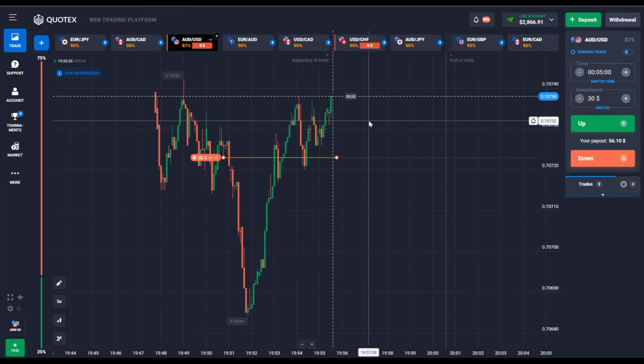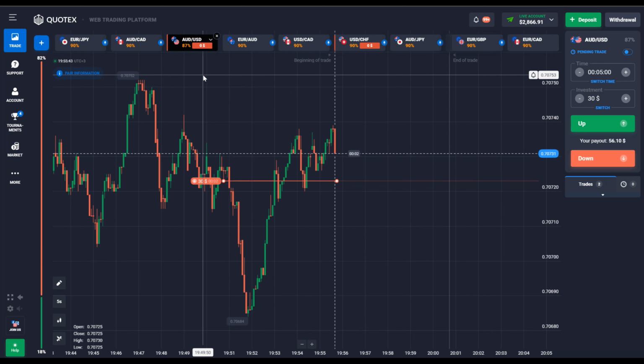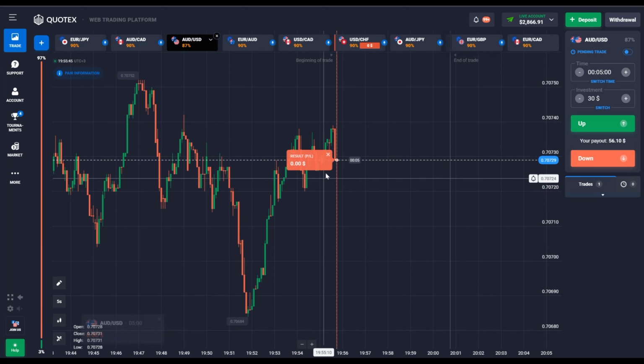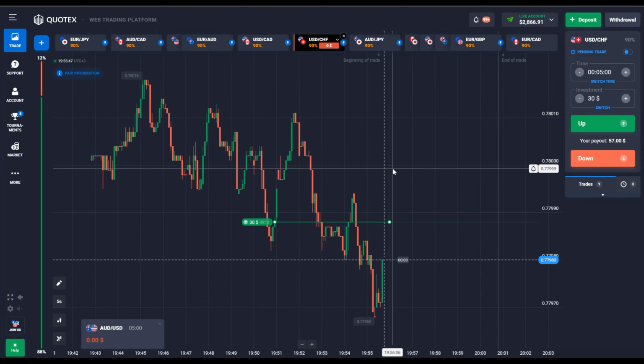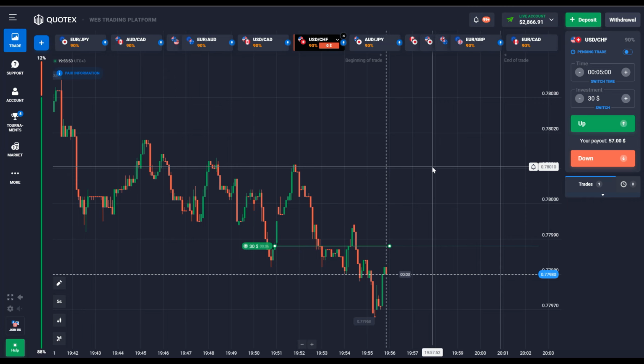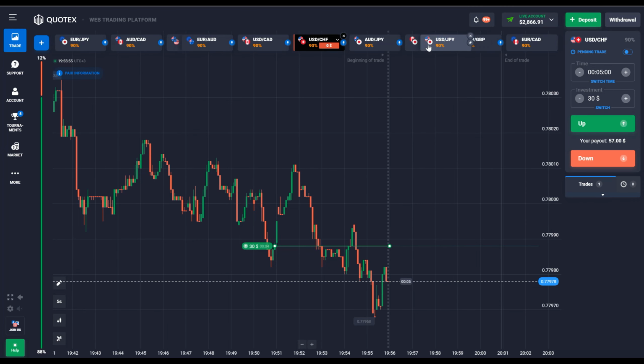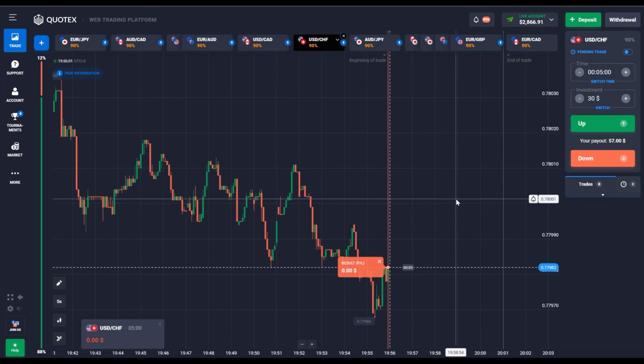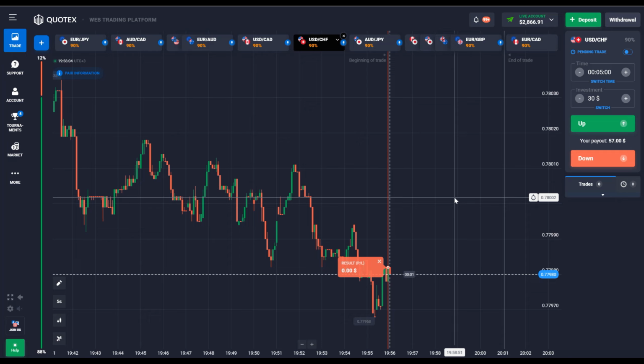3 seconds left until the Aussie dollar trade closes. That's a loss too, and the dollar Swiss franc will likely follow suit. That is how it goes. At one point, it really seemed like everything except for the dollar Japanese yen would be a win, but in the end, only 2 out of 8 trades were profitable. Well, we'll definitely make it back in the next trading session. There's nothing to worry about.